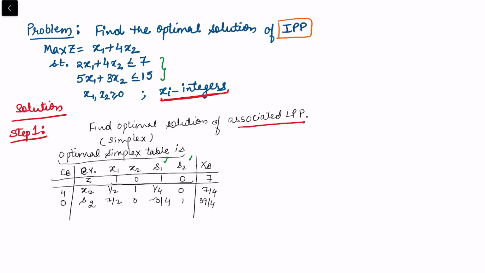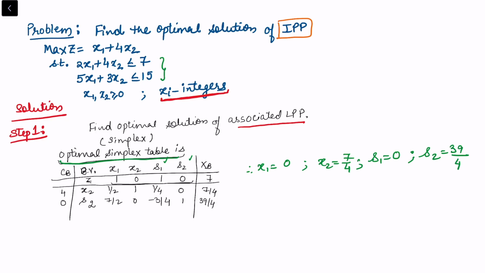Now the optimal simplex table is obtained, and here we can see that x1 is not appearing in the basis, so x1 is 0. x2 is 7 by 4. s1 is also not appearing in the basis, so this is non-basic, and s2 is 39 by 4.